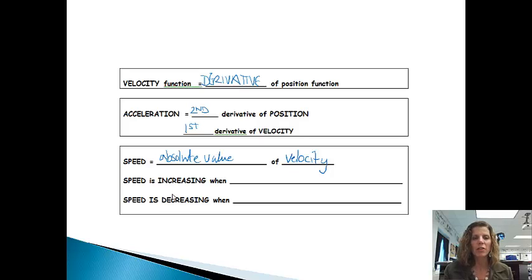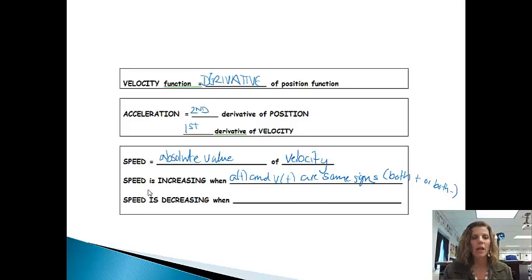To figure that out, we're going to be comparing the acceleration and the velocity of an object. When the acceleration and the velocity are working together, so when they're both positive or they're both negative, that's going to cause the particle to speed up. If the velocity and acceleration are working against each other, so one would be positive and one would be negative, that's going to cause the particle to slow down. So the speed's going to be increasing when the acceleration and the velocity are the same signs. They're working together. They're either both positive or both negative.